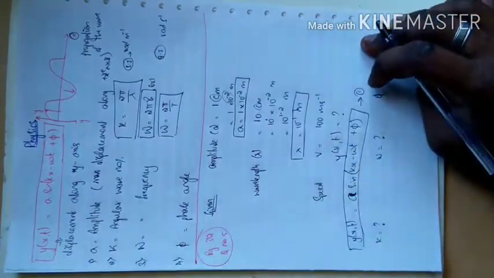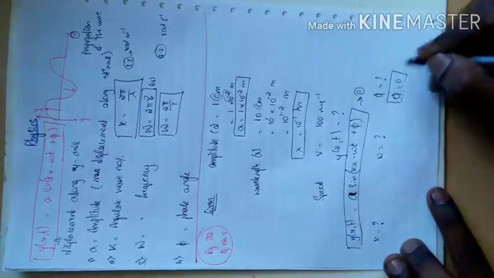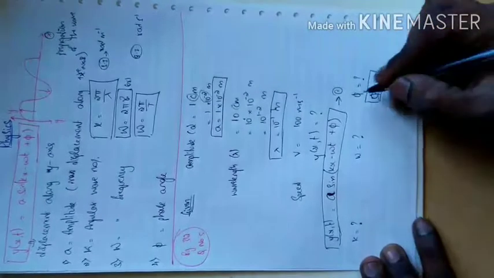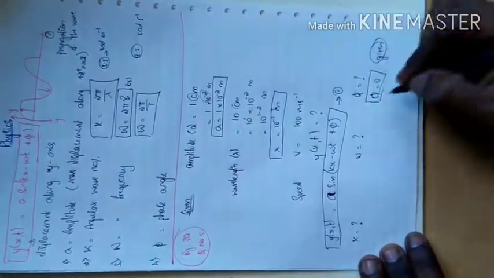Is that clear? Always keep in mind, if phi is not given, take it to be 0. This is always the rule. If phi is not given, take it as 0. This you have to write.